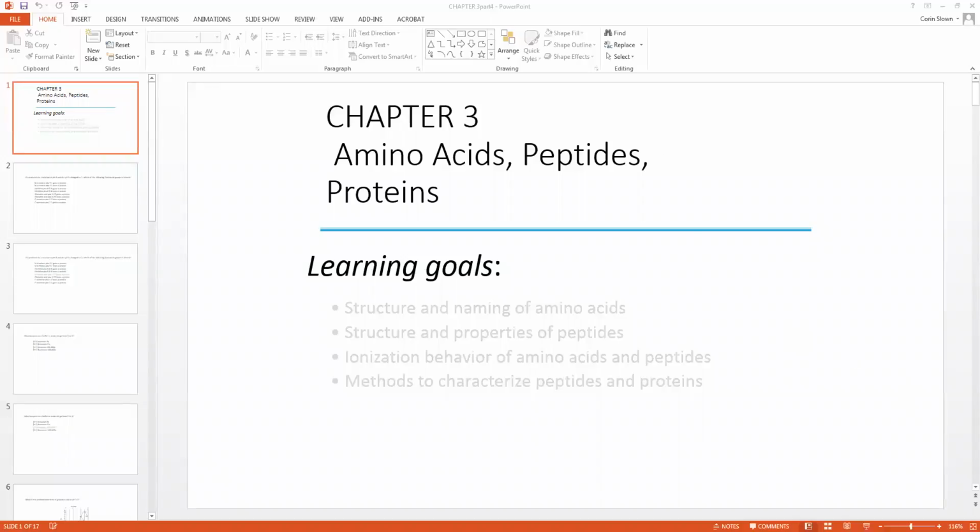So today we're going to finish up taking a look at chapter 3 with some practice problems. And so we've covered all of our learning goals, but we really want to see how these play out when we think about amino acids, peptides, and proteins.